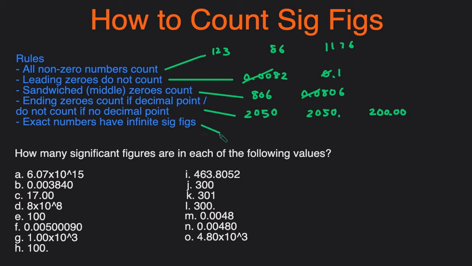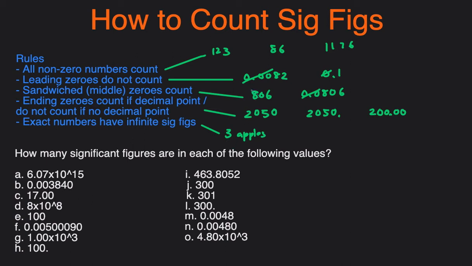All right, last one. Exact numbers have an infinite number of sig figs. So if I told you there were three apples, then this will be an infinite number of sig figs because that's an exact number. We know exactly there's going to be three apples. There's no guessing to it.